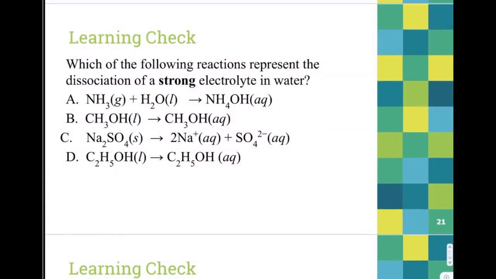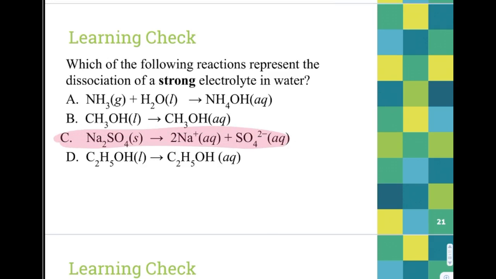Let's do a quick learning check, pause, and come back. Which of the following reactions represent the dissociation of a strong electrolyte in water? So a strong electrolyte is going to be either an ionic compound or a strong acid. And so looking here, do I see the dissociation, the breaking apart of a strong electrolyte? The answer here is C. Oh, I'm crossing it out, not highlighting. The answer here is C.